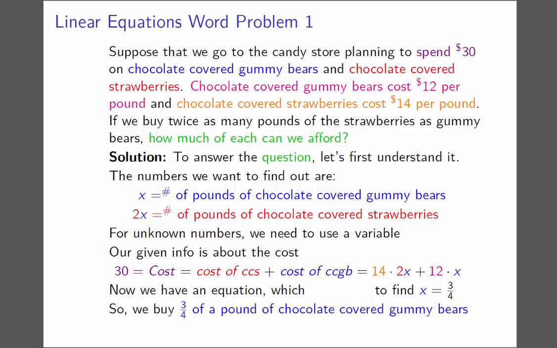Since we buy twice as many pounds of chocolate-covered strawberries as chocolate-covered gummy bears, we buy 2 times 3/4, or 3/2, pounds of chocolate-covered strawberries. So we now know how much of each we can afford.